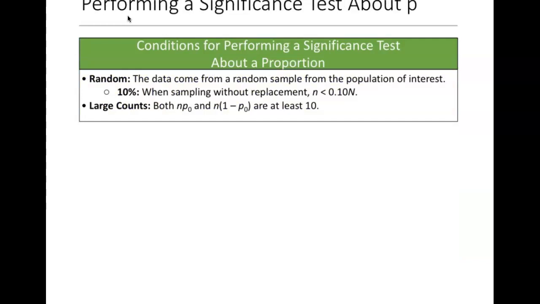All right, here are our conditions that we need to check before we perform a significance test about a proportion. These are the same as when we conducted them for a confidence interval. One slight difference: note that what you're checking is n times p naught. This is the p value that comes from your null hypothesis. Remember, the null hypothesis is what we assume to be true. So it's not your sample p anymore. This is actually the p value that you assume to be true from the null hypothesis.